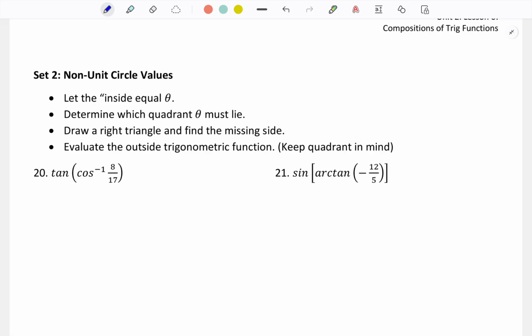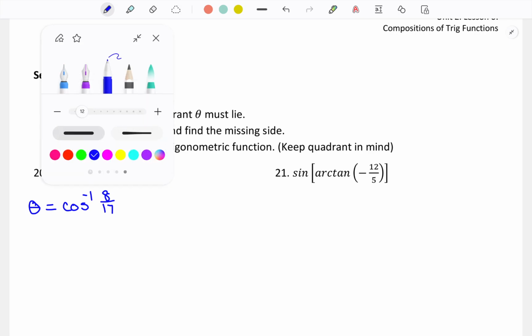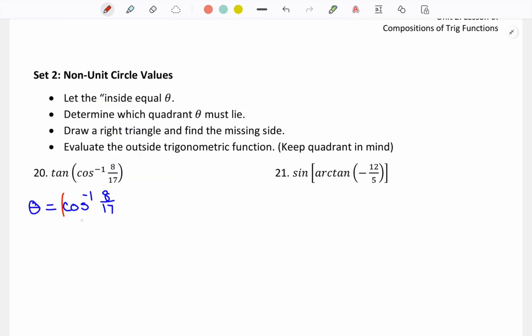So what we're going to do is first let the inside equal theta. So we're going to have theta equals the arc cosine of 8 over 17. And to undo that, we're going to have cosine. So we're going to have cosine theta equals 8 over 17.